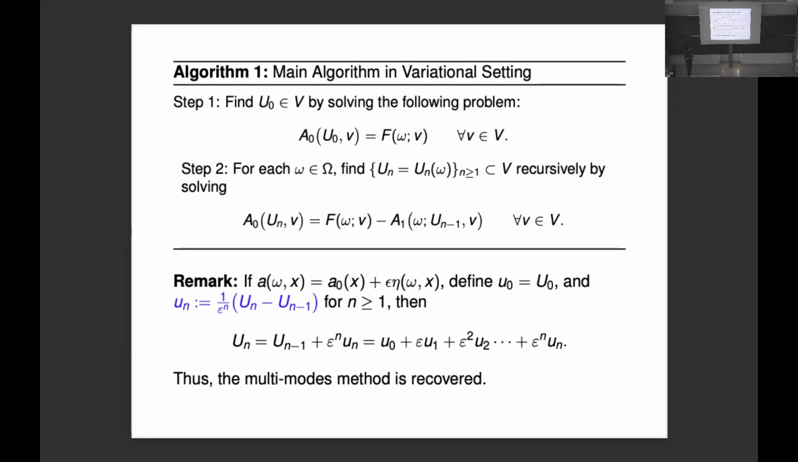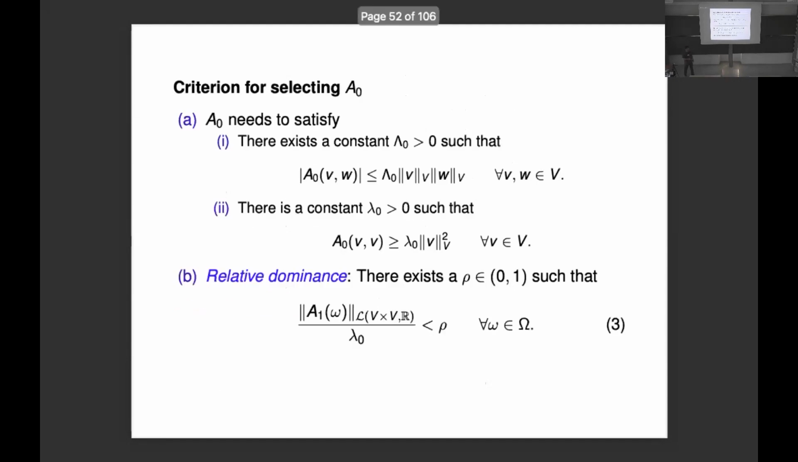And the relation with the multimode method is very simple. You can define this capital U and relate it to little u by this relationship. Basically, capital U is an accumulation of the little u. Then you recover the multimode method.